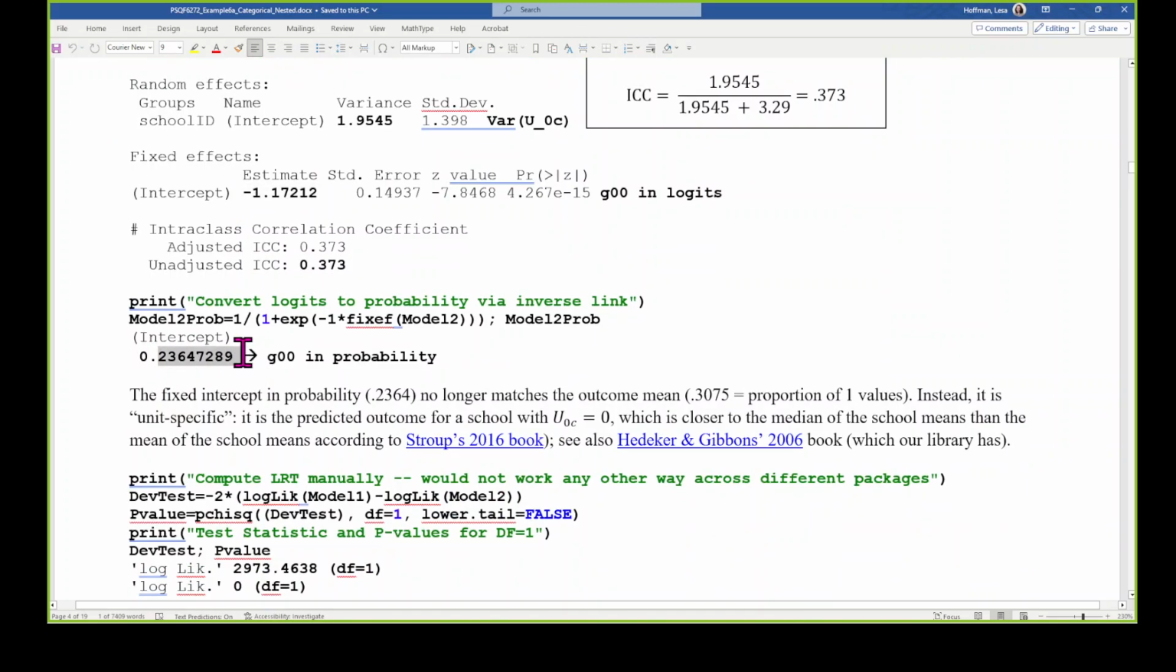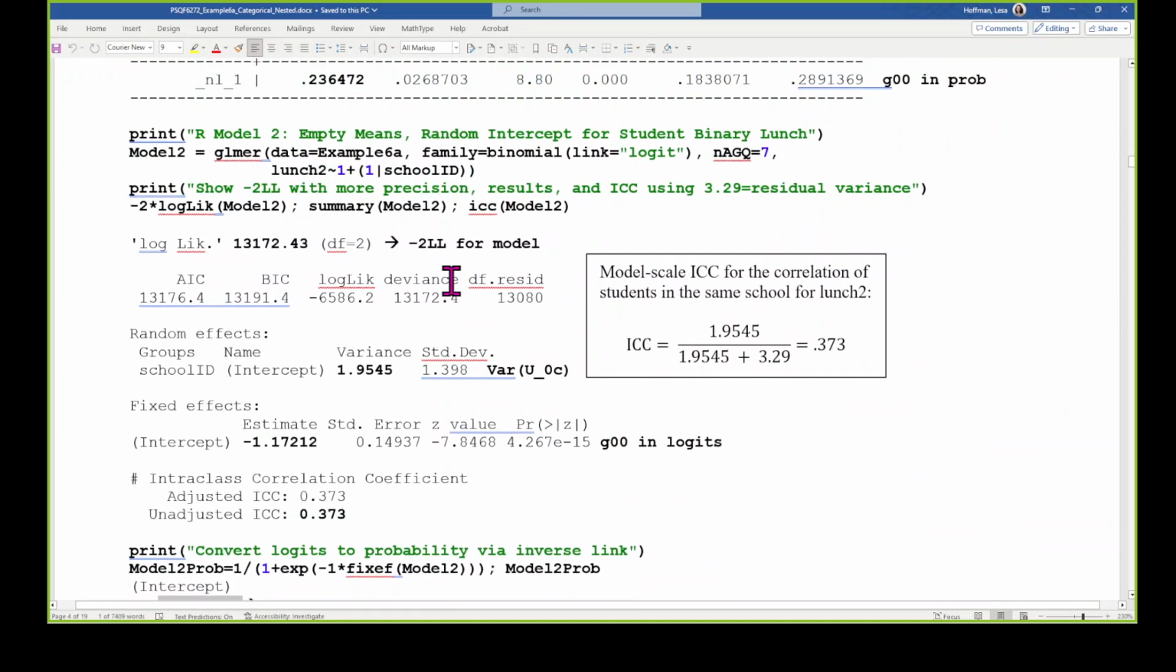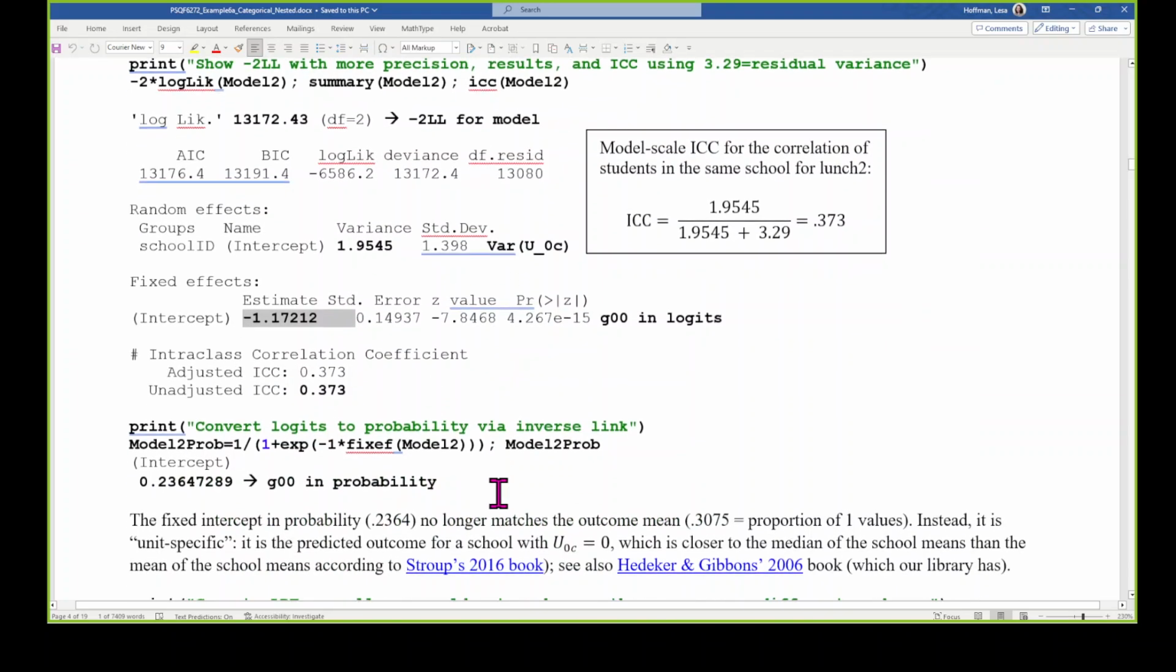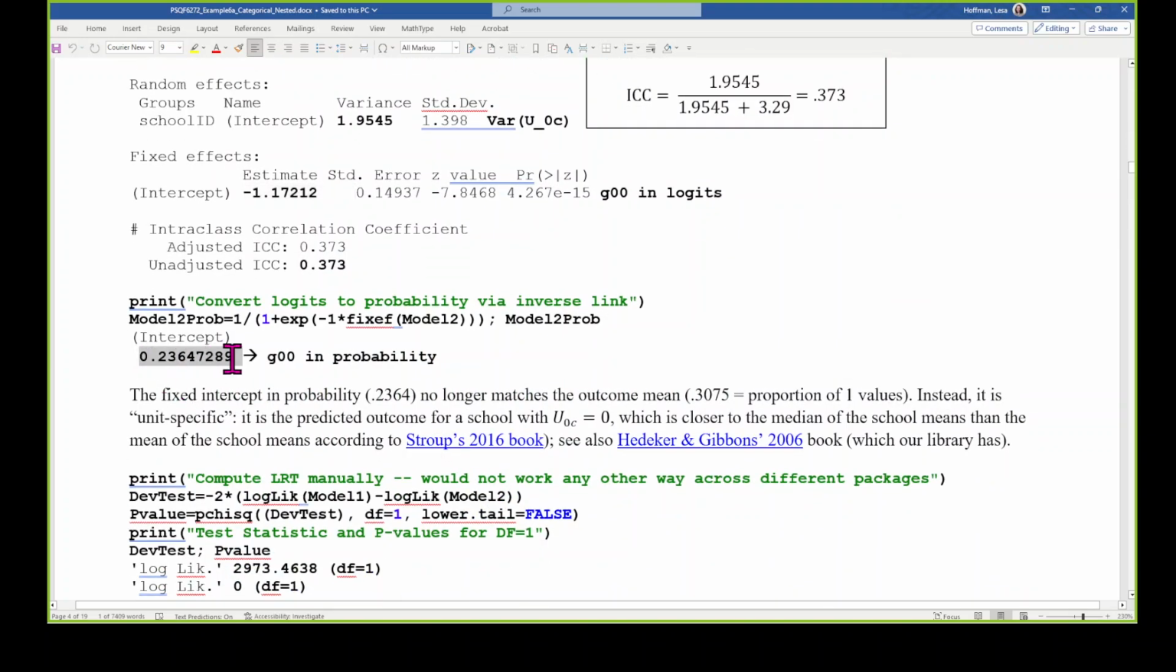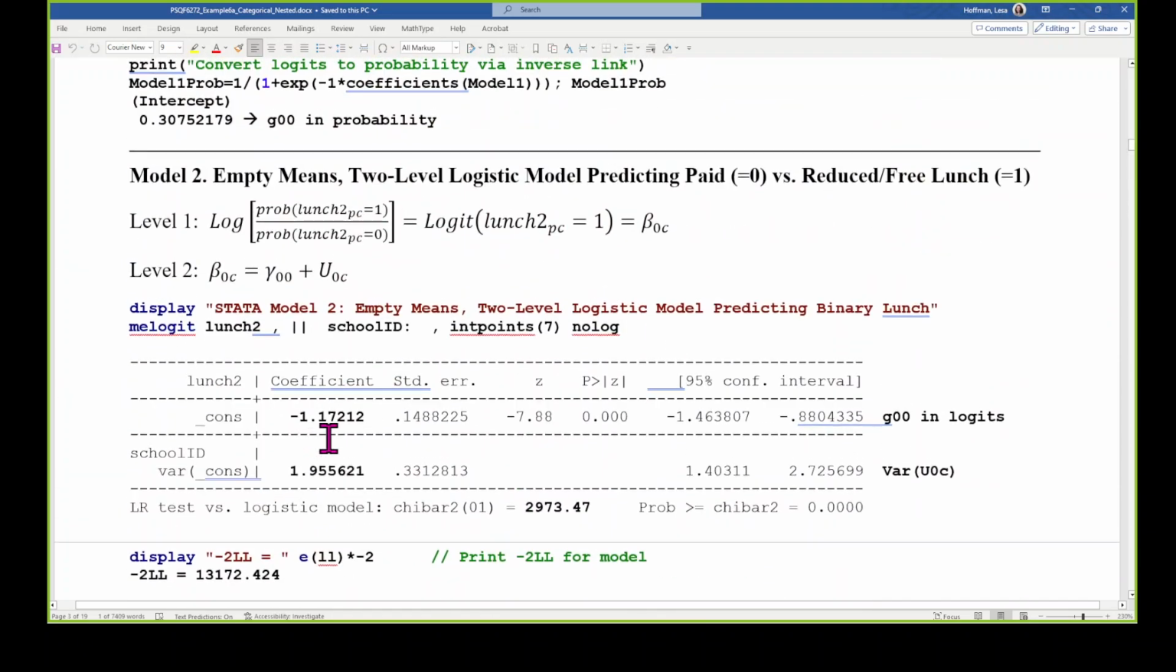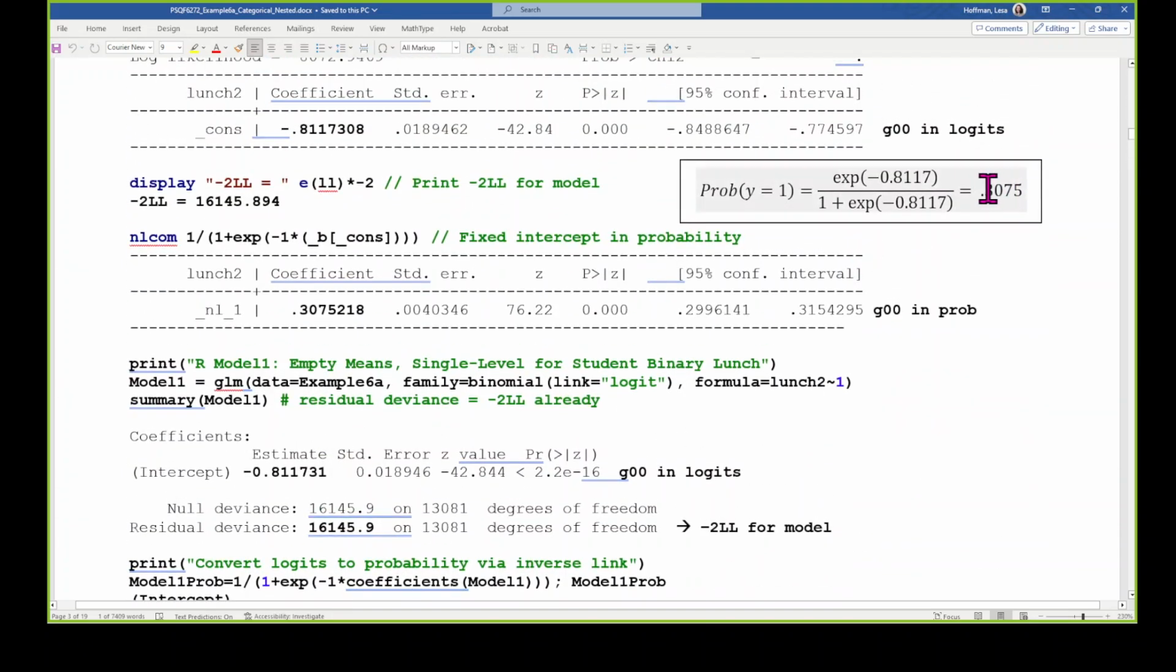It's a different number. So in an empty model where a random intercept is included, the way that I would interpret this fixed effect is specifically for a school whose random intercept is 0, unit specific. The difference is the probability of 0.236 versus what it was without the random intercept, 0.30. So it is a different number, it means something different.